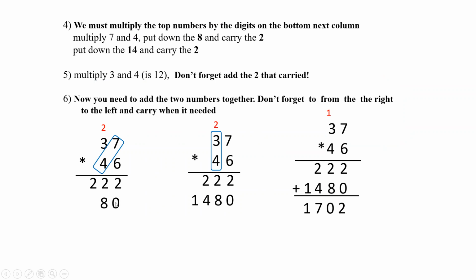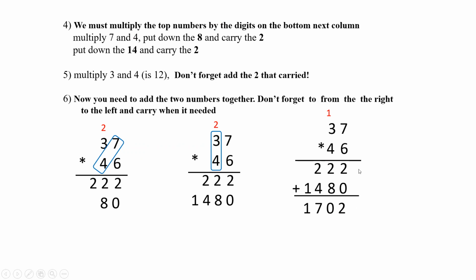Next, we multiply the top numbers by the digit on the bottom in the next column. So 7 multiplied by 4 is 28, write 8, carry the 2. The next, 3 multiplied by 4 is 12, add carry 2, it is 14. So now we need to add these two numbers.